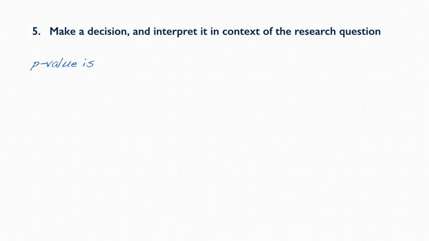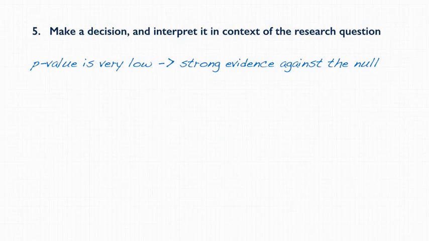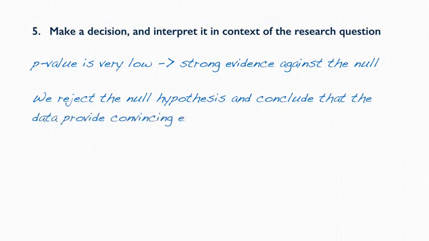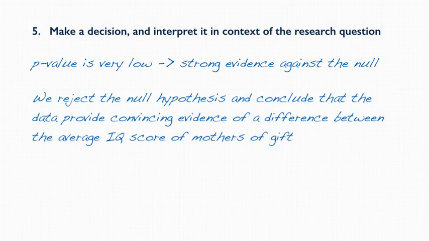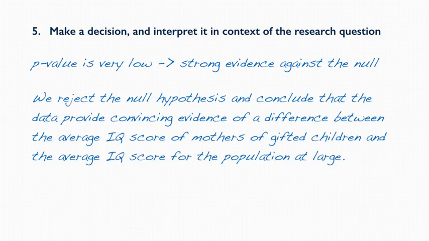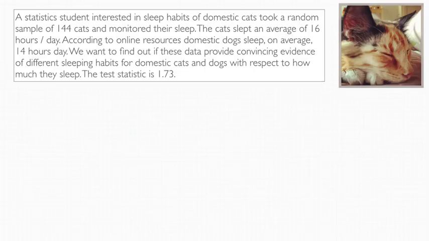And since we have a tiny p-value, we have very strong evidence against the null hypothesis. Therefore, we reject the null hypothesis and conclude that the data provide convincing evidence of a difference between the average IQ score of mothers of gifted children and the average IQ score for the population at large. Let's try our hand at another question.